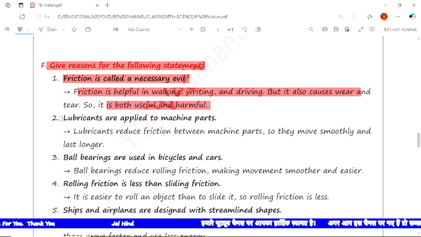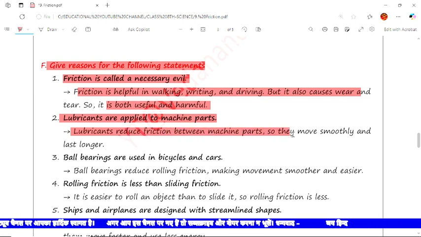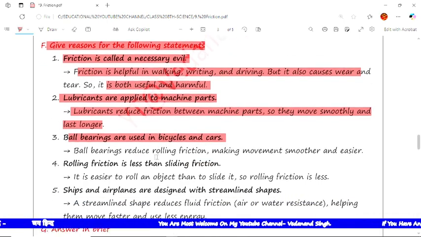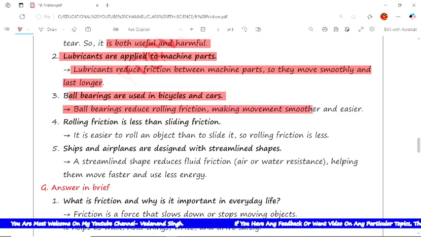Now the next is, lubricants are applied to machine parts. The reason is, lubricants reduce friction between the machine parts, so they move smoothly and last longer. Now the next is, ball bearings are used in bicycles and cars. The reason is, ball bearings reduce rolling friction and make movement smoother and easier.